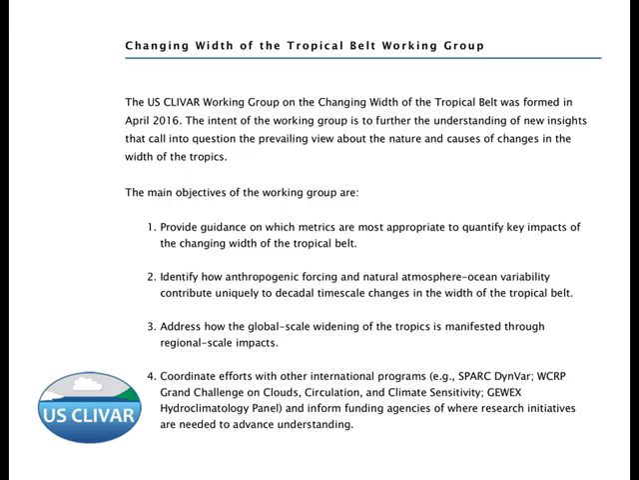And the main objectives of our working group are, one, to provide guidance on which metrics are most appropriate to quantify the key impacts associated with the changing tropical belt. Metrics are being introduced one after another in the literature, and different conclusions are being made based on the different metrics. And back at a Chapman conference, we agreed that we needed to provide some guidance on which metrics you should use to study what aspect of the circulation. The second objective is to identify how human activities and natural variability contribute to the changes that we've seen and the changes we expect in the future.